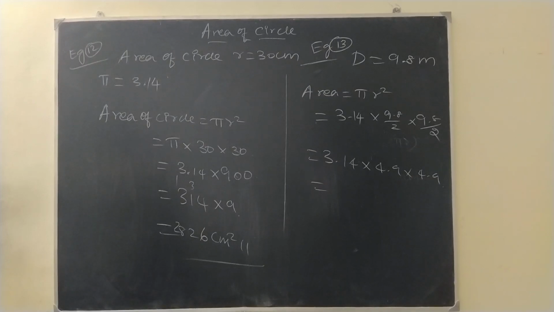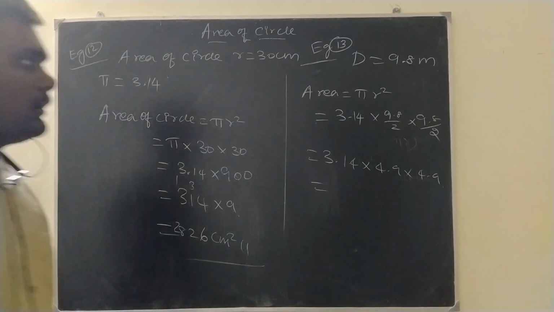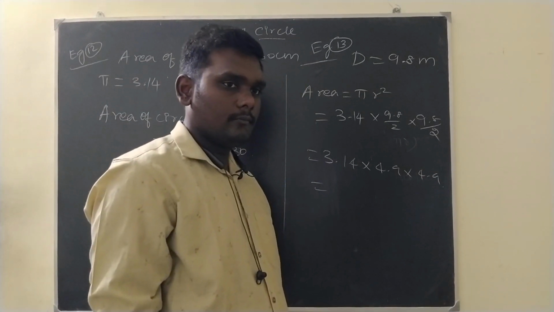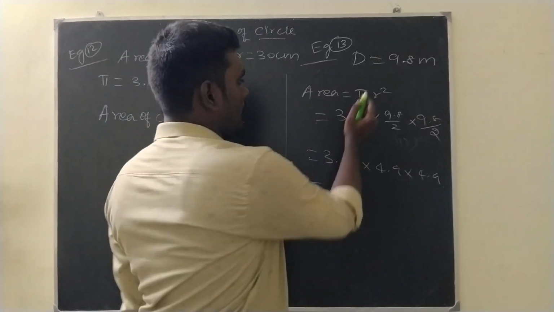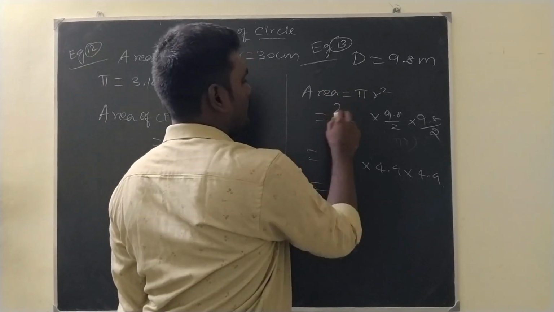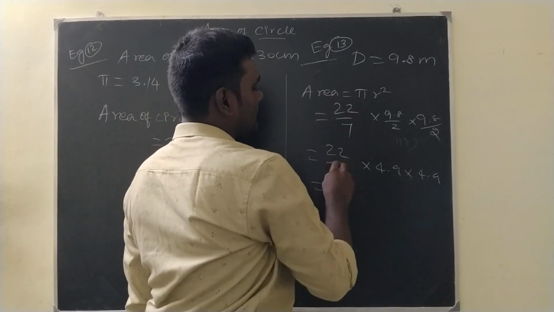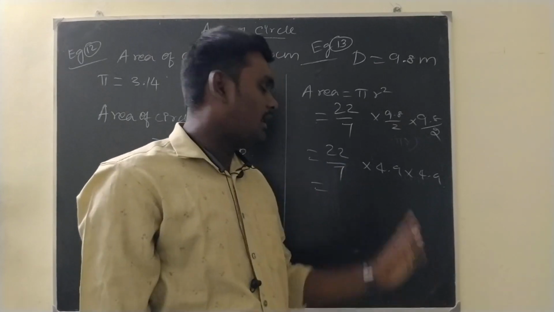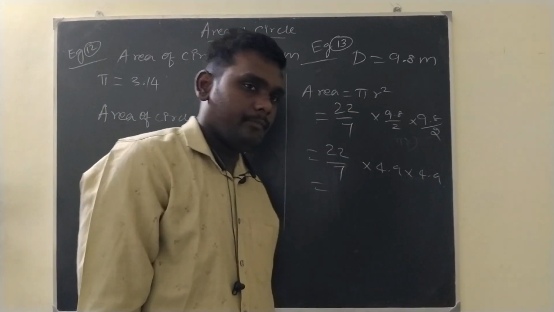Oh, sorry man, my bad. They didn't mention the pi value, right? In the question. Then better we'll use 22 by 7. I told you, if it is not mentioned, we should use 22 by 7. If it is mentioned only, we should use 3.14. Otherwise, we may end up multiplying big numbers.